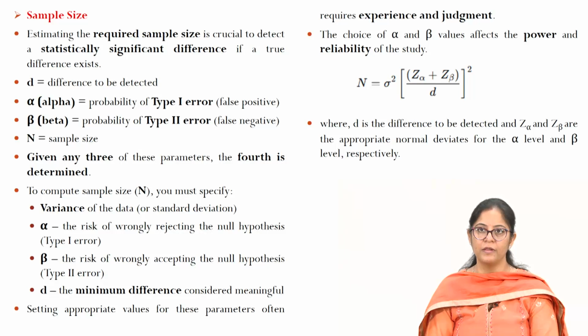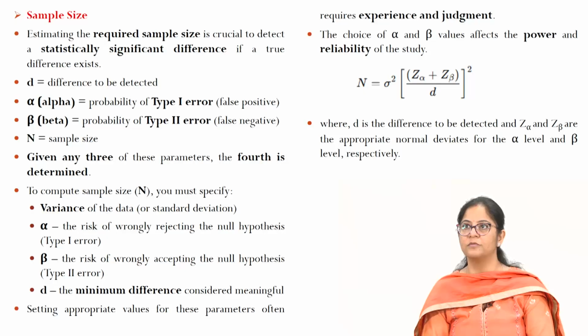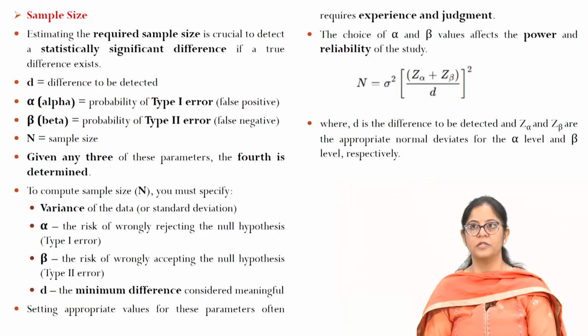To compute sample size N, we must specify the variance of the data, alpha, which is the risk of wrongly rejecting the null hypothesis, beta, the risk of wrongly accepting the null hypothesis, that is type 2 error, and D, the minimum difference considered meaningful. So setting appropriate values for these parameters is often required, which requires experience and judgment, and the choice of alpha and beta values affects the power and reliability of the study.